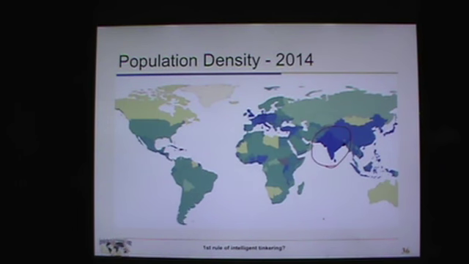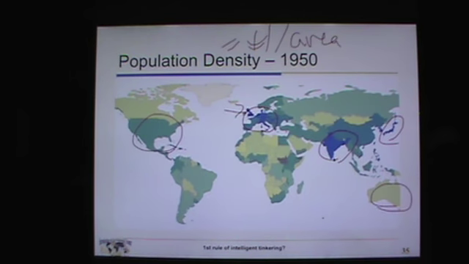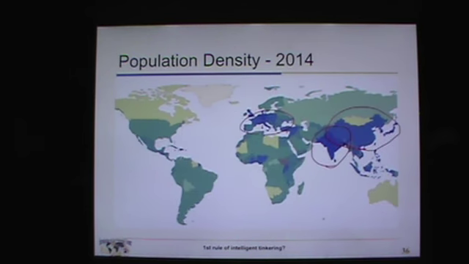India has grown more, certain parts of Europe, but look how much China has increased. Let me see if I can go back. Probably can't. Yeah, there we go. I can go back. You can kind of play back and forth between these two slides. A lot of Indonesia is actually also looking like it's got a much larger population.